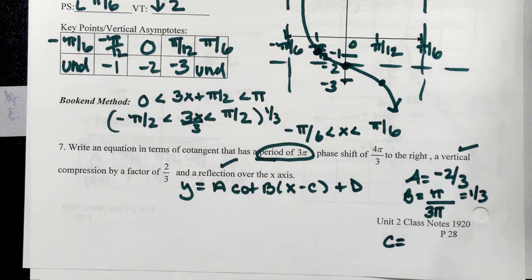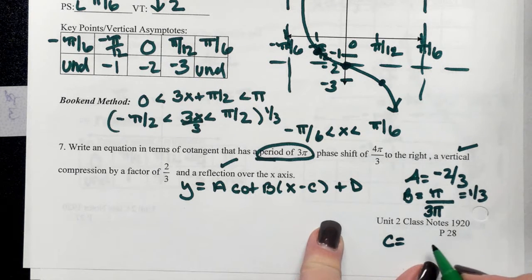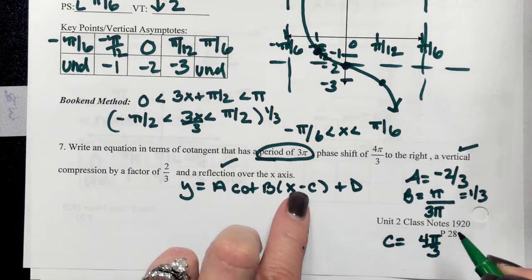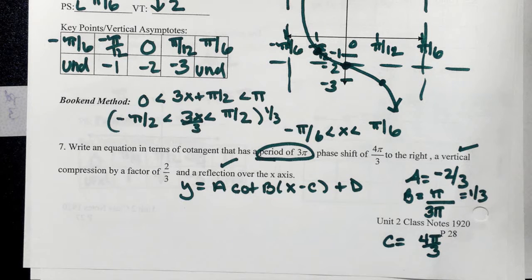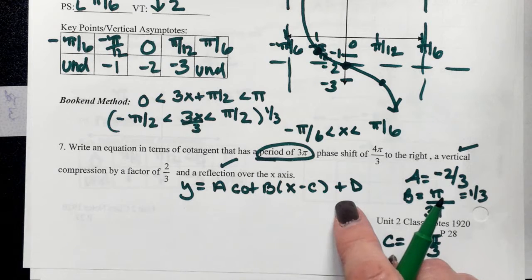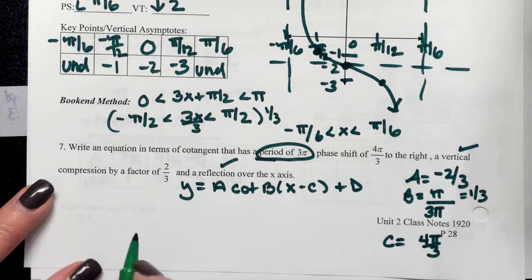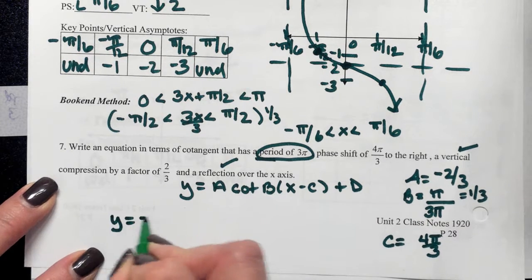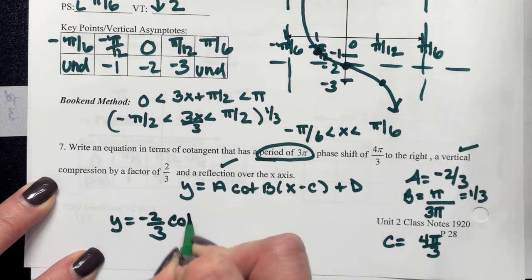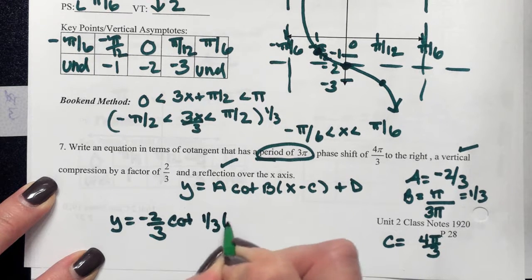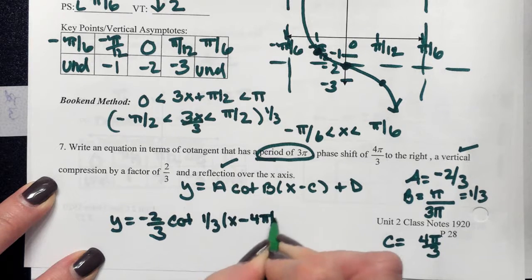C. So you have a phase shift 4 pi over 3 to the right. So what's your C value going to be? 4 pi over 3. And again, I know in my equation it's going to keep the minus. Do I have everything? They're not telling me I have a vertical shift, do they? So now I'm just going to fill in my A, B, and C. So y is equal to negative 2/3 times the cotangent of 1/3 times x minus 4 pi over 3.